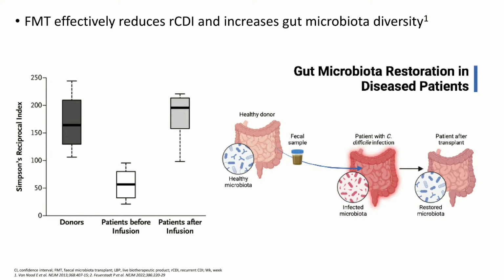So this is from the same study. This has looked at gut microbiota diversity using an index called Simpson's index. And you can see the donors had a high index indicating a healthy, diverse microbiota. The patients who had recurrent C. diff infection had low diversity, but that was significantly increased to closely match the donors after receiving the FMT infusion. And so really, that's what we think the mechanism of action is, increasing the diversity such that the new healthy bacteria can provide colonization resistance against the C. difficile.